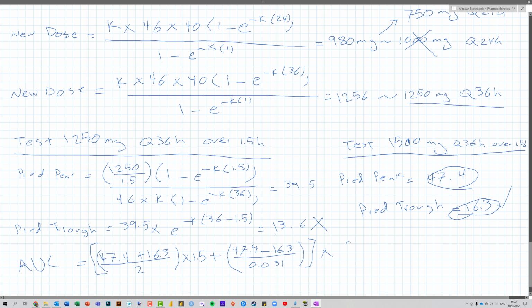And then times, this part is important, 24 divided by tau. If we're using tau of 36, we're actually reducing the AUC for 1 day, so for a 24-hour period, and this will give you exactly 700. Now this is borderline and these are estimates, so there's a good chance that this will actually be lower. As long as it's not over 700, I'm not too concerned, given that this is a big estimate. So this is what I would recommend, the 1500 milligram every 36 hours.